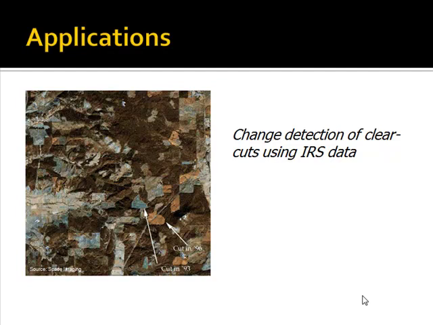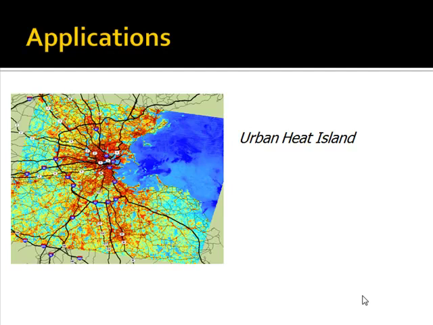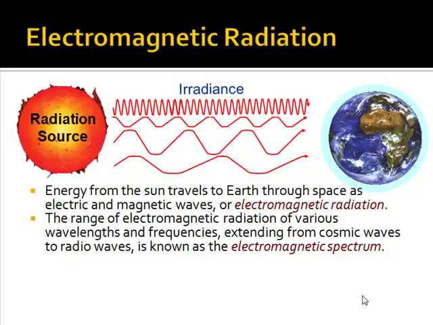Example here of some change detection, showing areas when they were cut in the forest. And here we are using the IfSAR satellite to map the urban heat island effect in the greater Boston area. Blue is cold, red is hot, and if we overlay a road network, you can see here very clearly shows the areas of high population density corresponding to higher roads and increased heat.